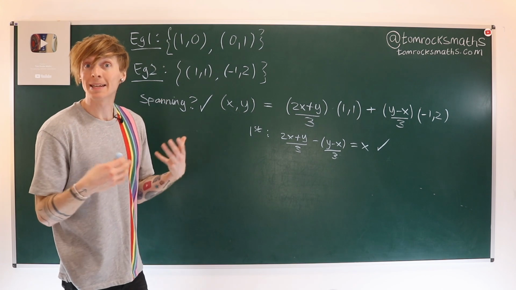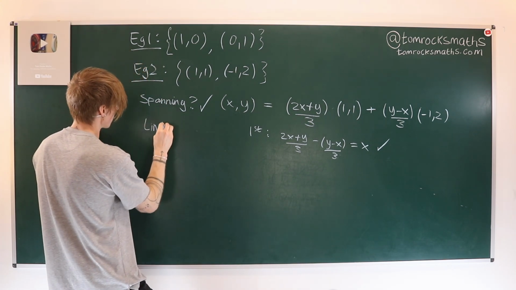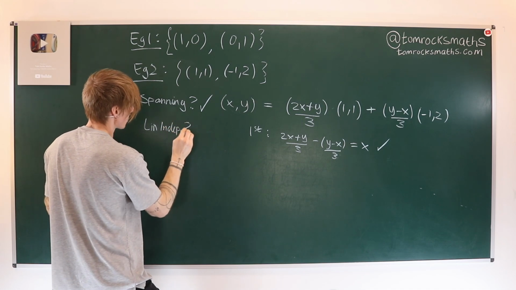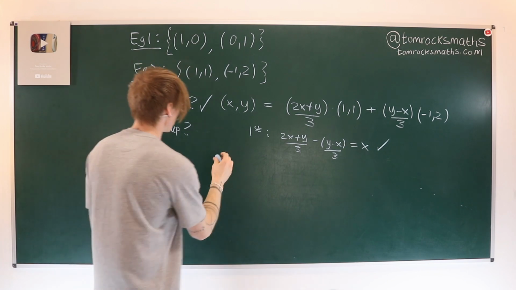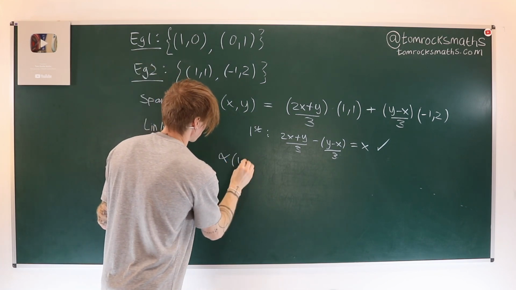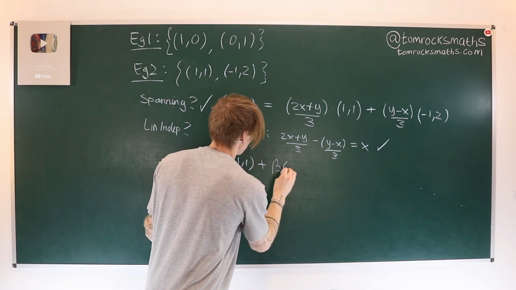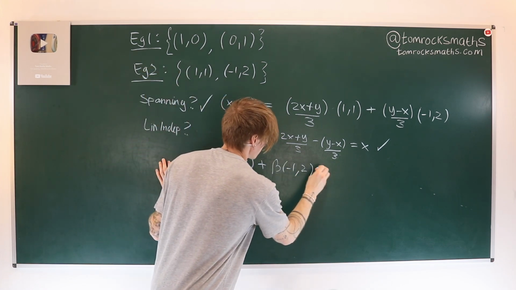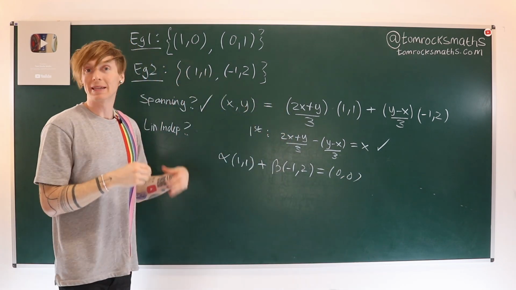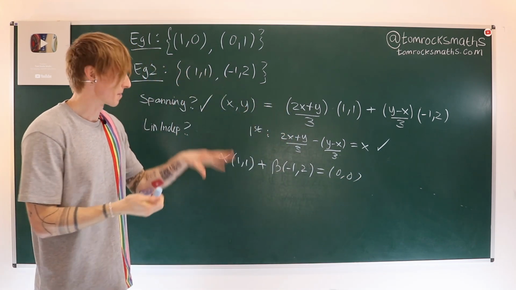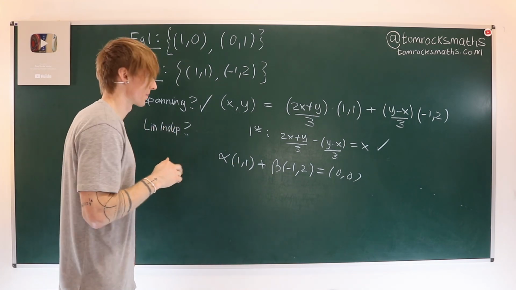Now for linear independence, we follow a very similar method. But now what we want to do is solve alpha times the first one plus beta times the second one, minus 1, 2, equal to 0, 0. And remember, this will be linearly independent, provided the only solution is for both alpha and beta to be 0.